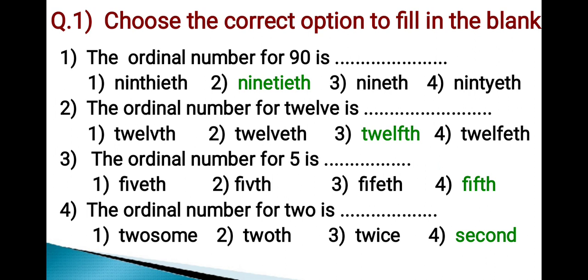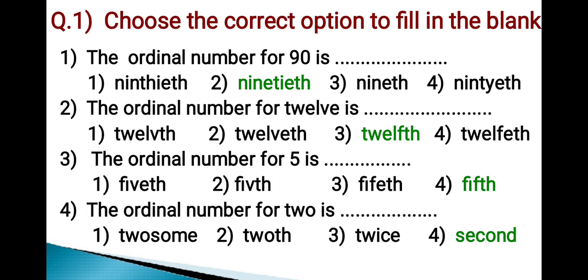Next question. The ordinal number for 12 is dash dash. Out of these four options, option number 3, that is 12th, T-W-E-L-F-T-H, is the correct option to fill in the blank. Hence, the correct answer is option number 3.